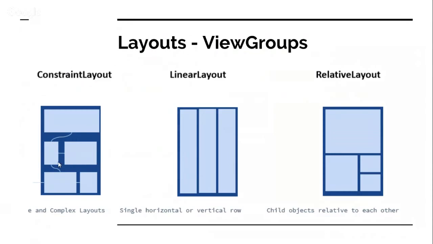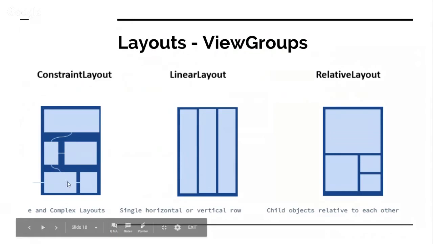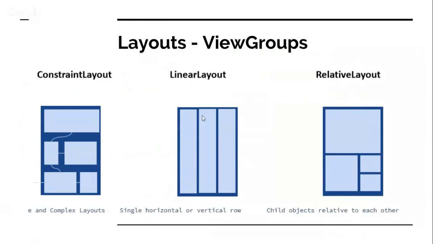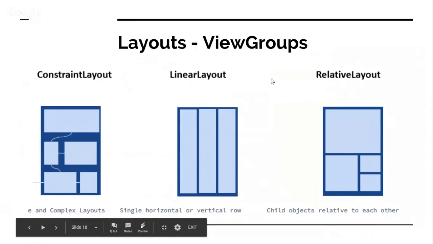You can see it is arranged relative to every other reference. Basically, this constraint layout is one of my favorite layouts, and it's used for complex layouts, not for simple ones. If you want to go for a simple layout, you can use linear layout. It's like arranging in single vertical rows or columns. Either you can arrange horizontally or vertically. For arranging a single horizontal or vertical row, we use linear layout.